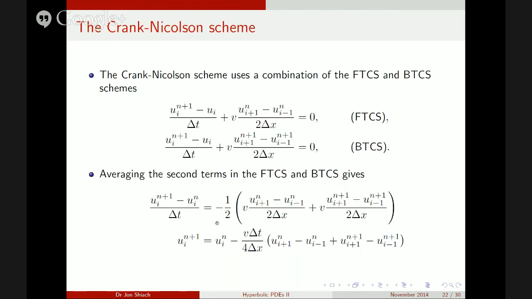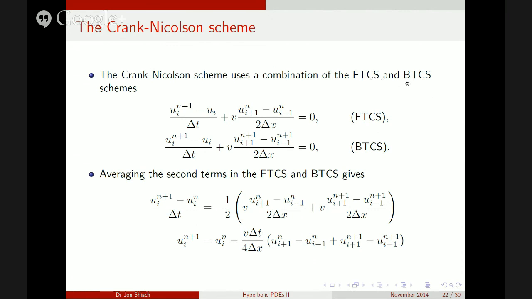Right, the last scheme we're going to be looking at today. A bit of a sigh of relief there. This is the Crank-Nicolson scheme. Now this is kind of a nice scheme. It's totally different from the previous ones, and I'll explain why in a minute. The Crank-Nicolson scheme uses a combination of the forward time centered space scheme and the backwards time centered space.